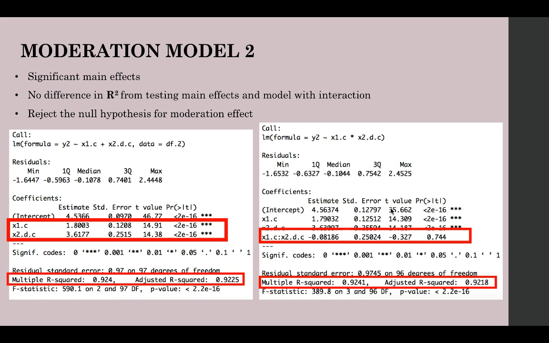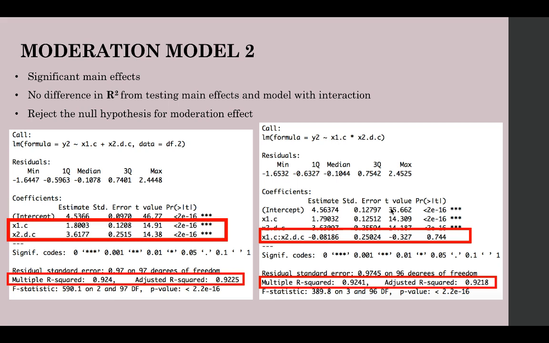However, we do not have a significant interaction term, so we fail to reject the null hypothesis at the 0.05 level, meaning that our interaction term does not predict above and beyond our main effects, and that x2 does not influence the relationship between x1 and y. And also, we can see by looking at R squared that we're not explaining any more of the variance in y by including the moderation effect.